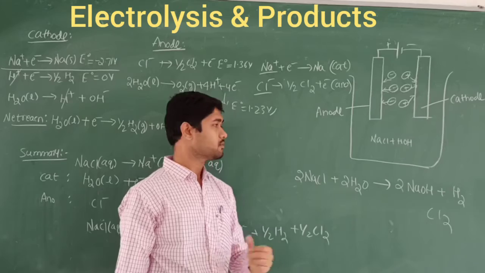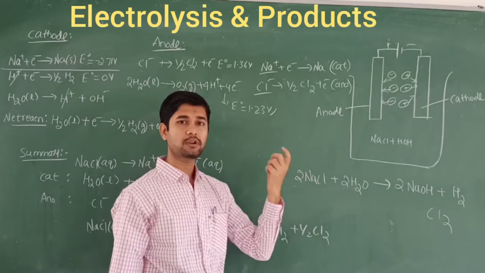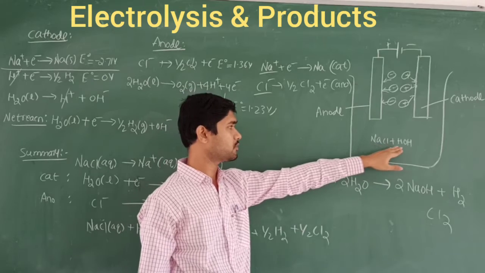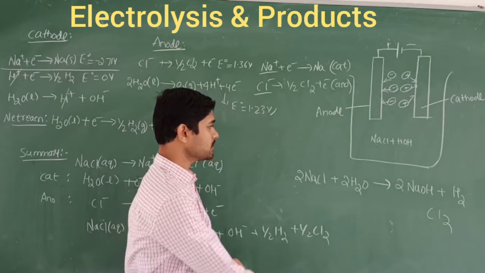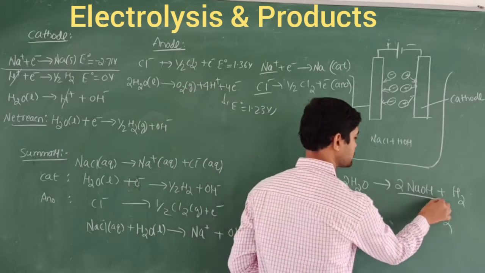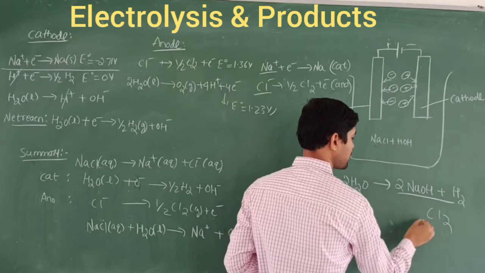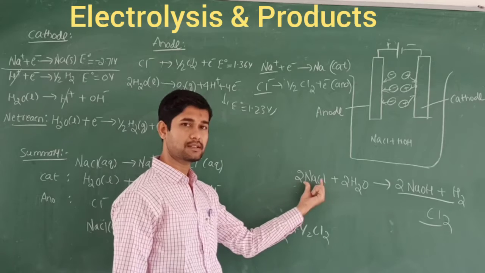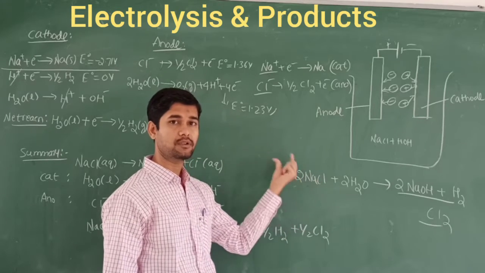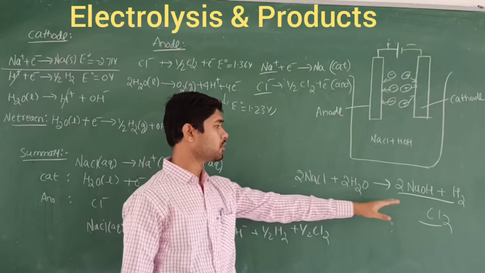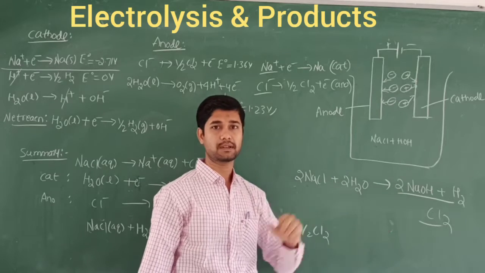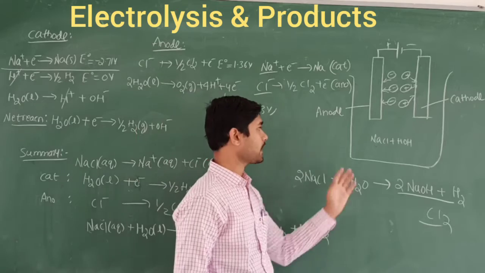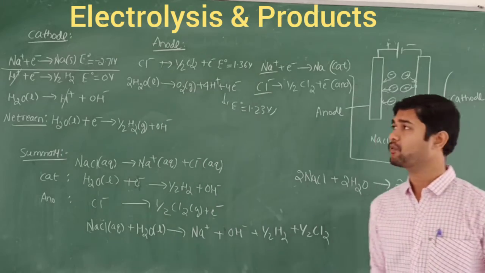But what happens when sodium chloride is dissolved in water? That is also called electrolysis. We are going to obtain products like NaOH, hydrogen gas and chlorine gas when this NaCl, that is the salt or electrolyte, is dissolved in the water. Here we are going to obtain two types of products, on the cathode side as well as the anode side. What are those?